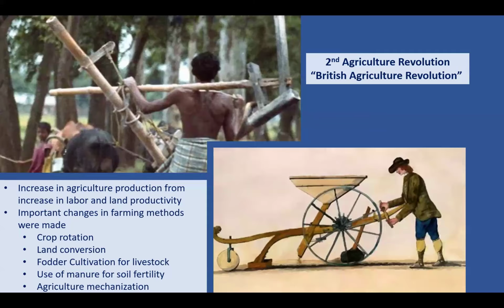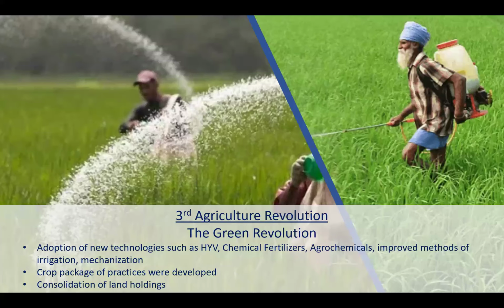Then slowly there was another revolution where we started using implements. We started knowing how the crop has to be rotated based on the season. We also learned about the conversion of land from grassland or pasture lands into agricultural land. So there were some learnings during that revolution. Then there was a third agriculture revolution, which we are all part of.